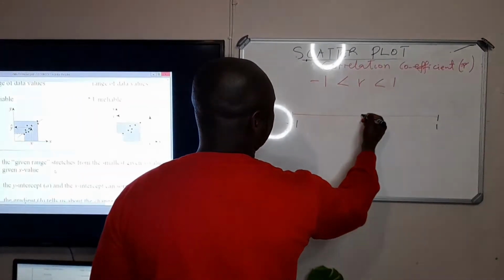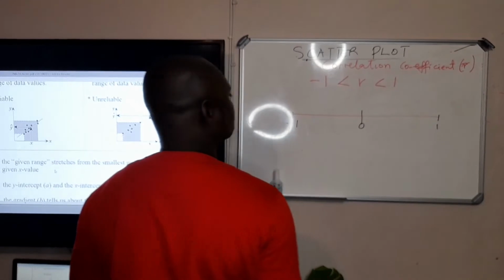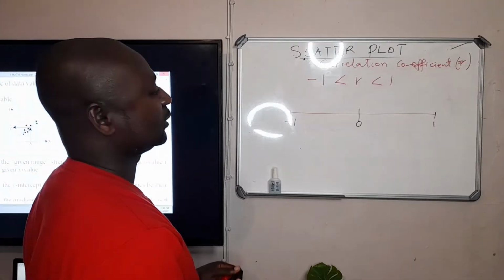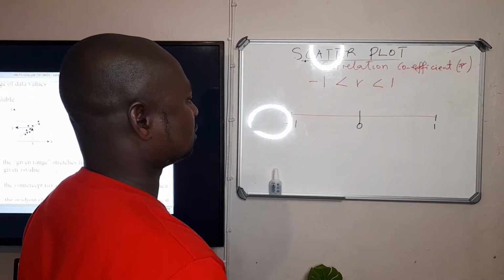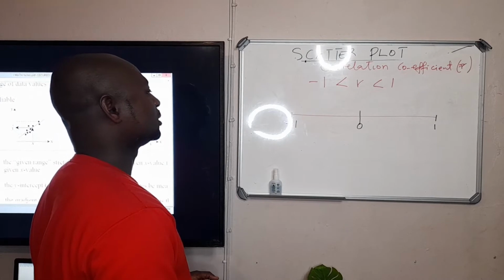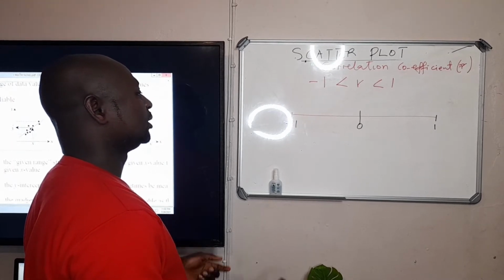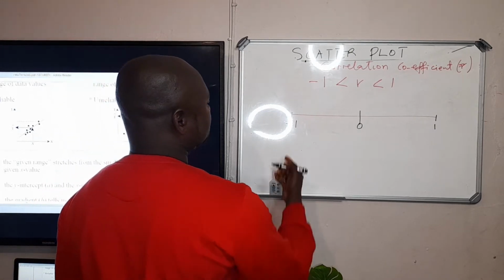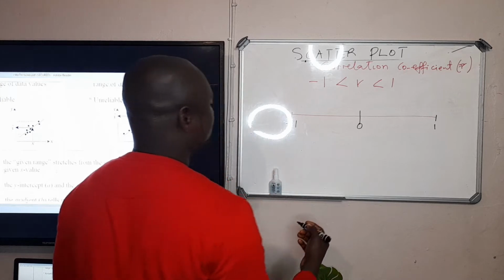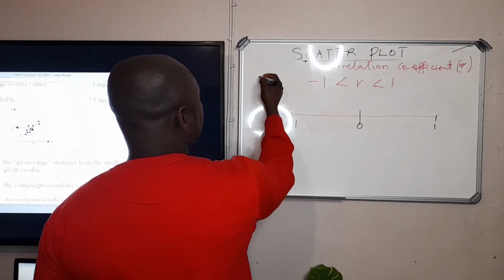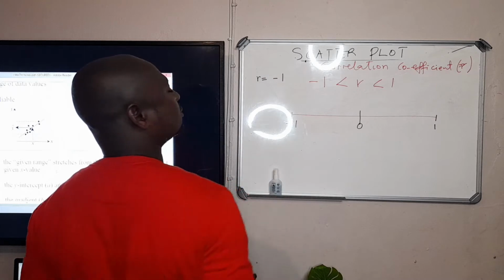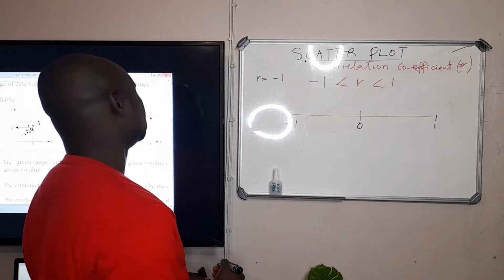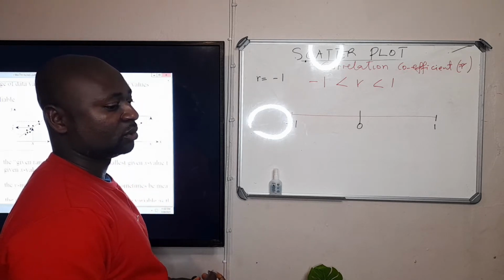So let's say here is 0 that separates them. We are going to use this to analyze and give a better description of R. So when you calculate your R, then you are going to comment on the correlation coefficient. You will use what I'm about to teach. I will show you how to use your calculator to get the correlation coefficient.